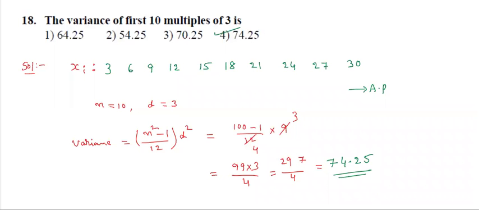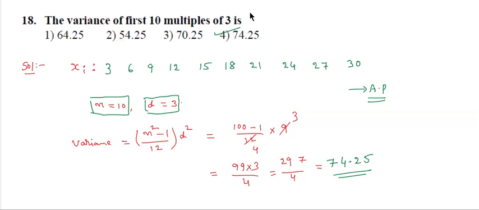So here the variance of the first 10 multiples of 3 is given. First 10 multiples mean 3, 6, 9, 12, 15, 18, 21, 24, 27, 30. These are the number of observations, 10 only. So n is equal to 10. These all form an AP series. Common difference is 3. Now variance, how to find out?